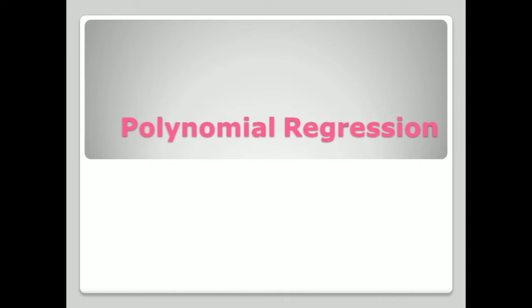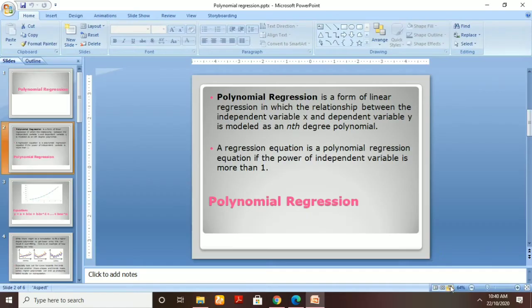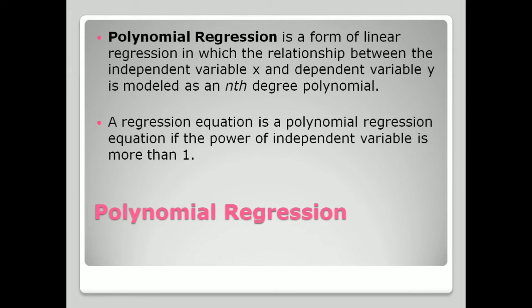So today we will be seeing what is meant by polynomial regression and what the equation to calculate polynomial regression is. Polynomial regression is also known as polynomial linear regression. It is somewhat similar to linear regression, but there is a difference in the nth degree related to the independent variable. It is a form of linear regression in which the relationship between the independent variable x and the dependent variable y is modeled based on the nth degree polynomial. The degree is present, so it is known as polynomial regression.